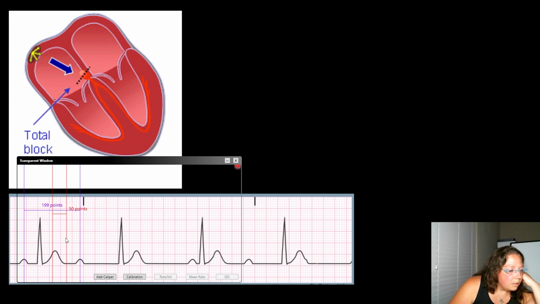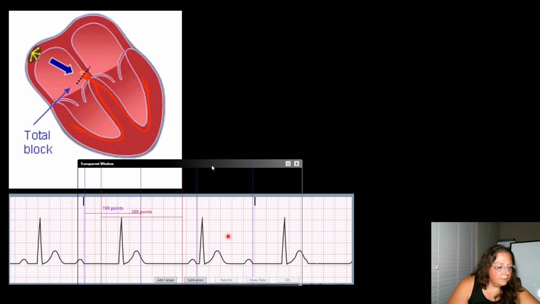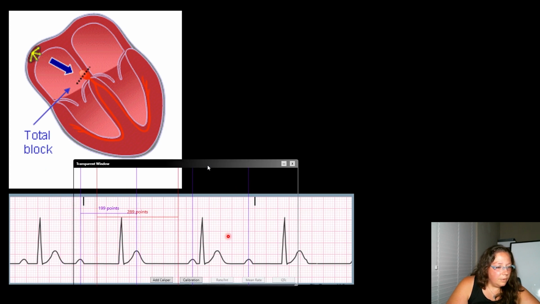So P waves march out. Get put there. Let's get this caliper on each of the QRSs. There we go. Now let's march out the P waves. P wave here, P wave is hidden in that T wave, P wave, and then if we were to extend this out, P wave. We move this over. P wave, P wave.